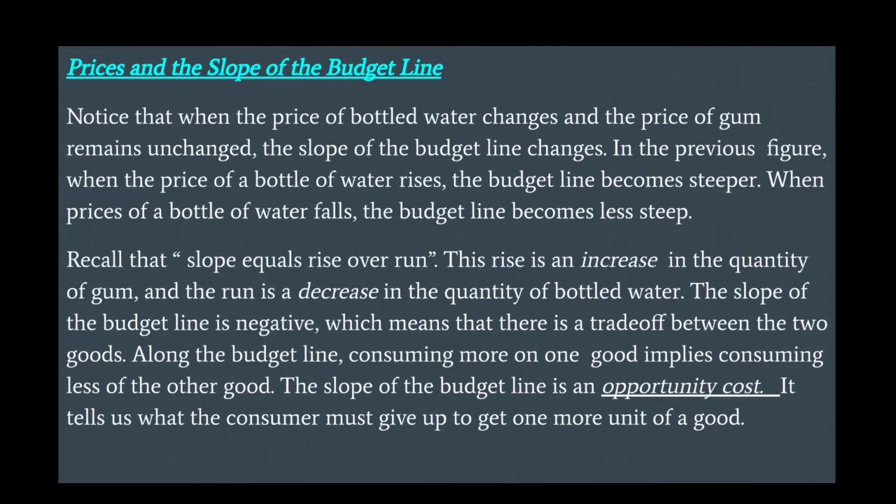Recall that slope equals rise over run. The rise is an increase in the quantity of gum and the run is a decrease in the quantity of bottled water. The slope of the budget line is negative, which means that there is a trade-off between the two goods. Along the budget line, consuming more of one good implies consuming less of the other good. The slope of the budget line is an opportunity cost. It tells us what the consumer must give up to get one more unit of a good.